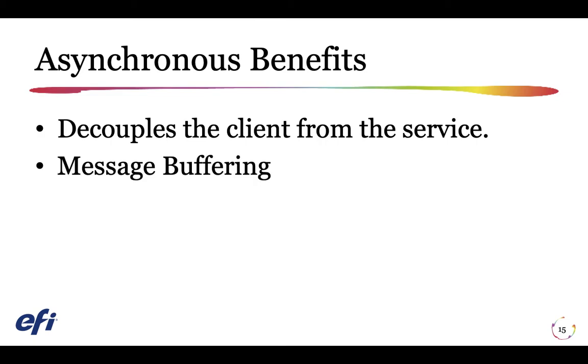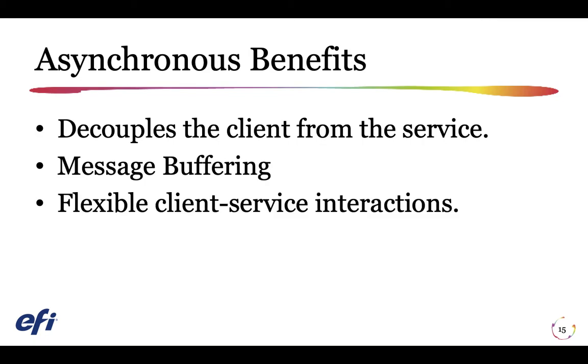Message buffering. With a synchronous request-response protocol such as HTTP, both the client and service must be available for the duration of the exchange. In contrast, a message broker queues up the messages written to a channel until they can be processed by the consumer. This means, for example, that an online store can accept orders from customers even when the order fulfillment system is slow or unavailable. Flexible client service interaction. Messaging supports all of the interaction styles described earlier. That is, both one-to-one and one-to-many interaction are supported.